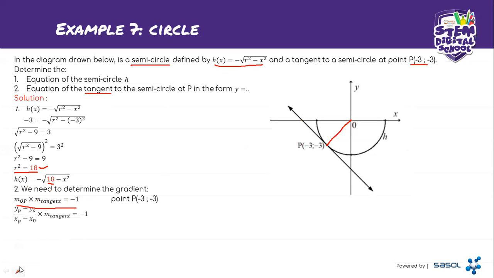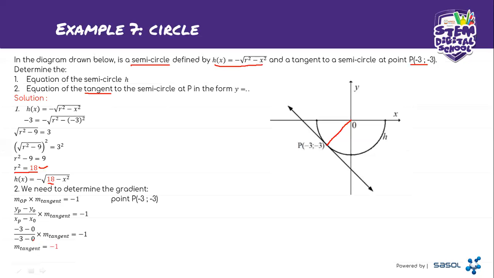Now, because we have the coordinate of point O, which is 0:0, and we also have the coordinate of P, we can now determine the gradient of this line OP, because we've got 2 points. Remember, if we calculate the gradient, we only need 2 points. You can see here, we are trying to determine that.